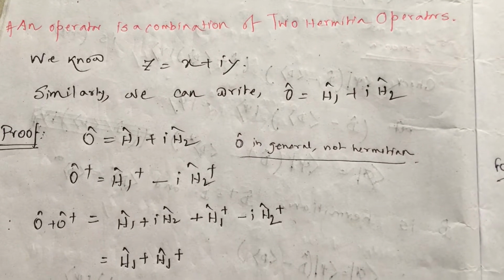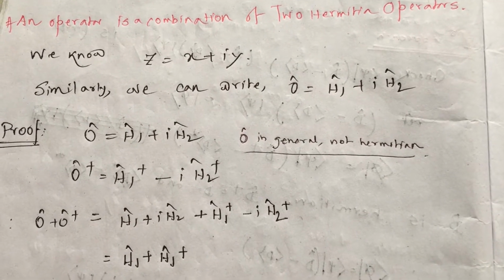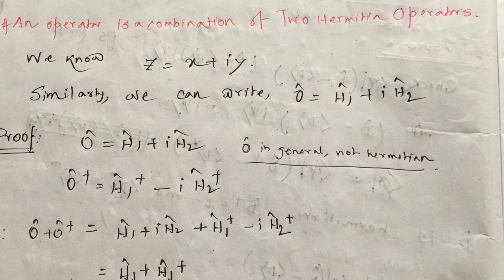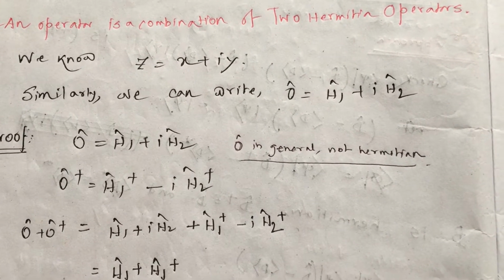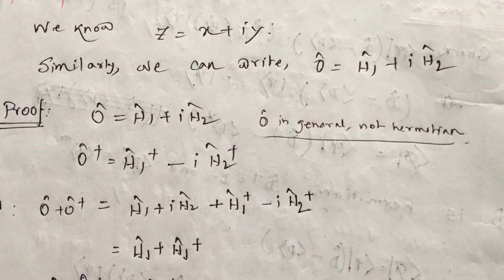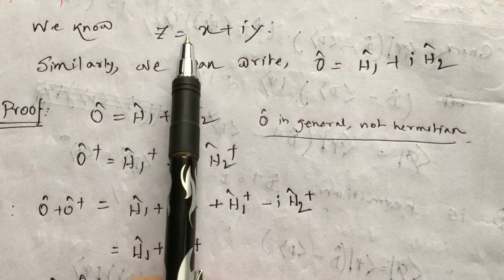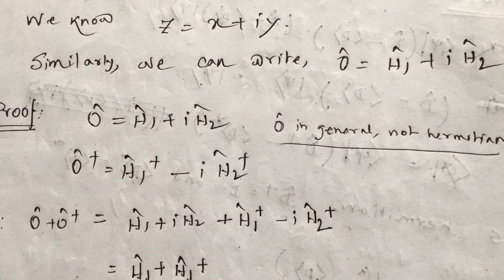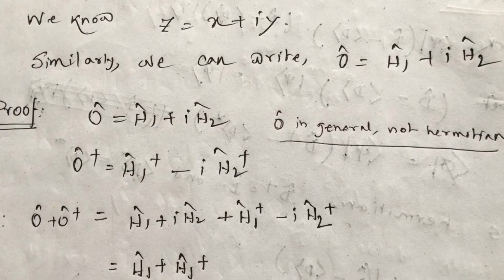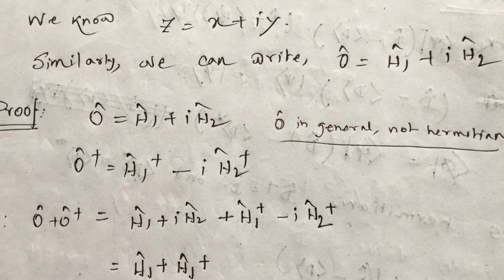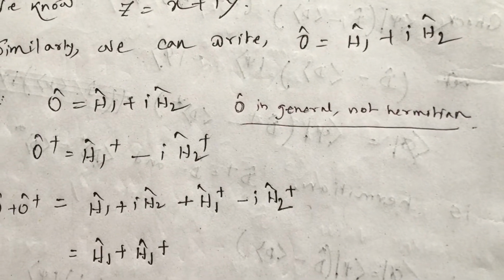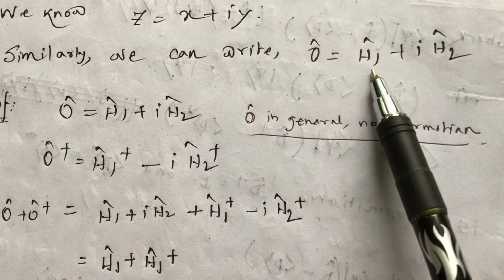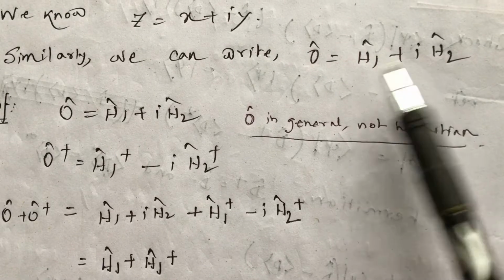Let me show you one more thing, that any non-Hermitian operator can actually be written as a linear combination of two Hermitian operators. Just like any number can be written as a combination of a real number and an imaginary part. Any number has two parts, one is the real part and the other is the imaginary part. Similarly, let us write any non-Hermitian operator O as a linear combination of these two Hermitian operators.